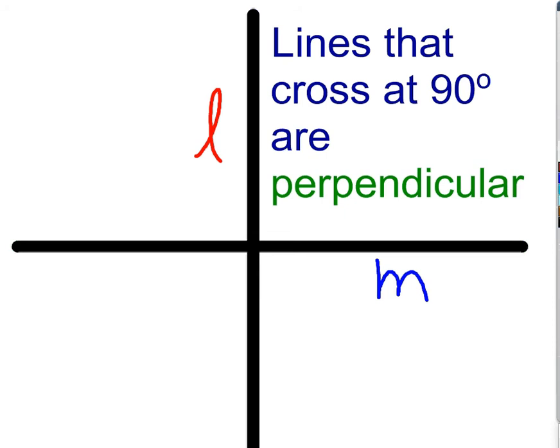Next term, one that's not so common, so some of you might need a refresher on this one. Perpendicular lines: lines that cross at a 90-degree angle. Okay, so lines L and M. Now, if they cross at 89, they're not perpendicular. It has to be exactly 90. Forms a cross.